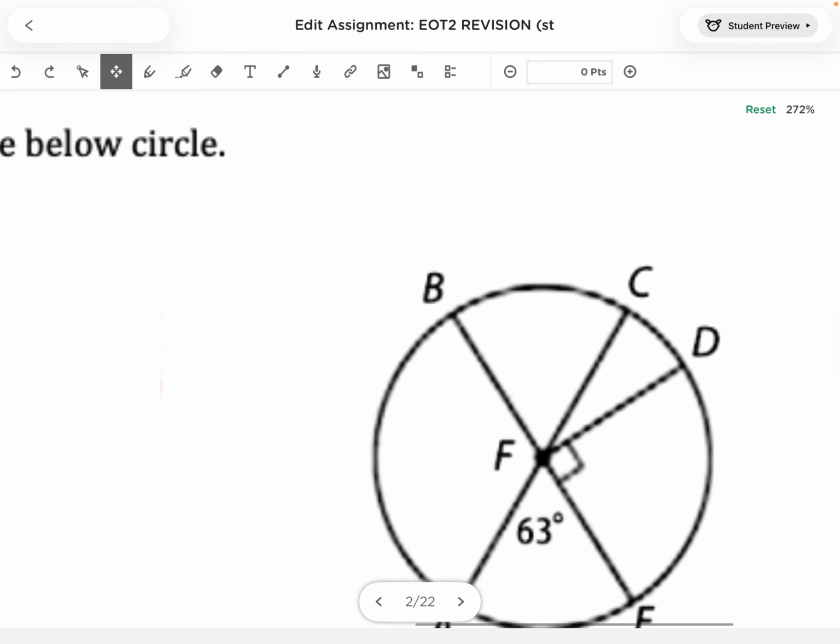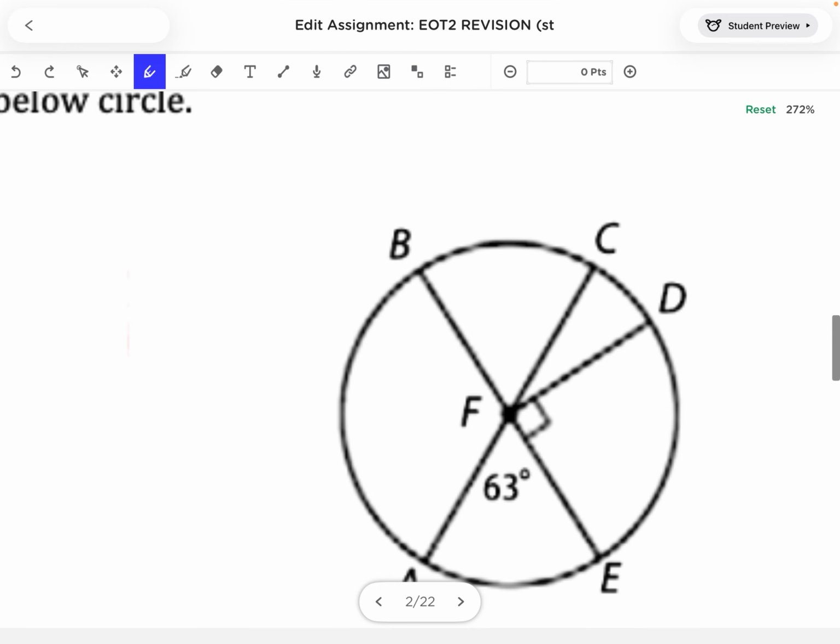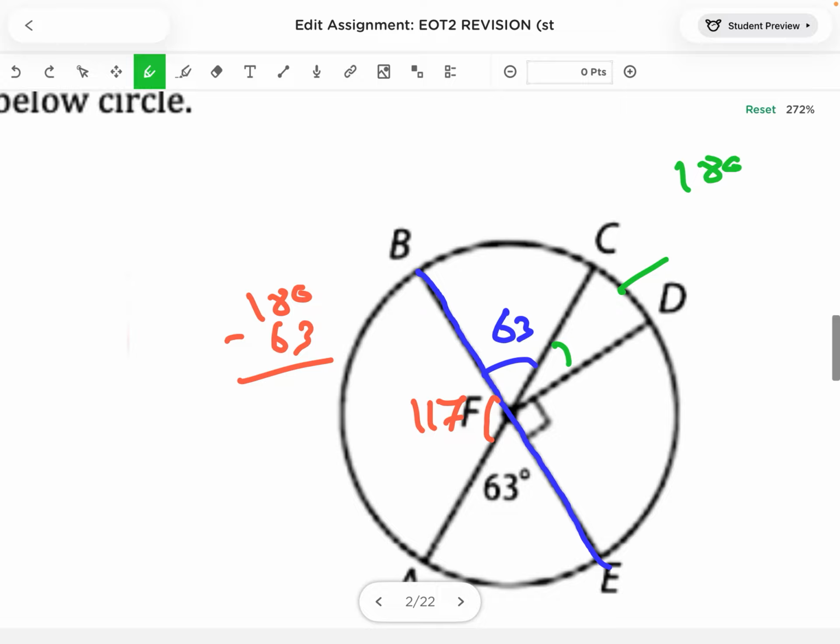Same story here. This angle is 63, so the opposite one will be again 63. We have a straight line here, so this angle will be 180 minus 63, which is 117. The small angle here will be 180 minus 63 minus 90, will be 27. Now let us see what the question asks us to find.